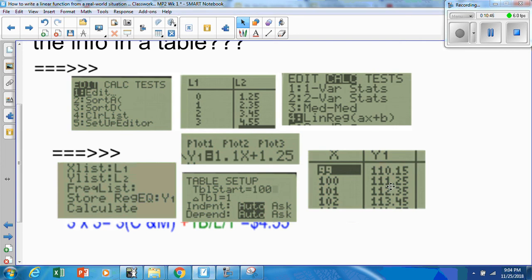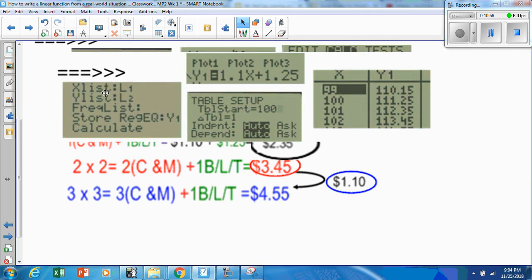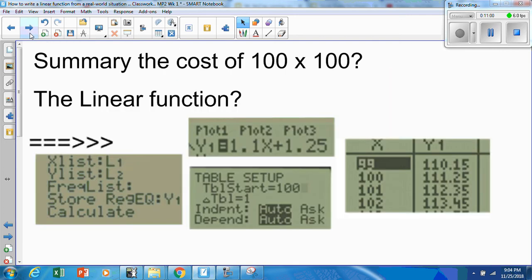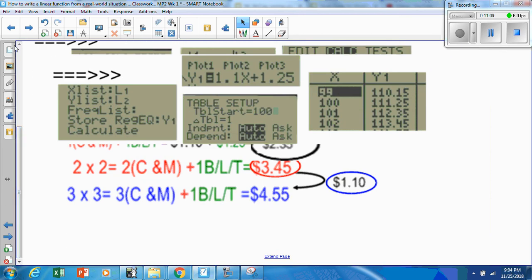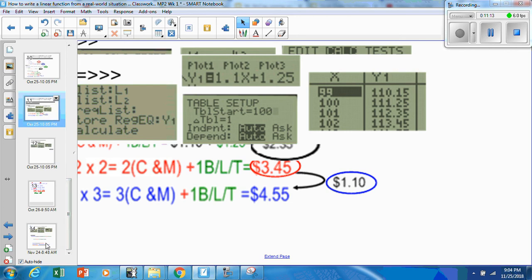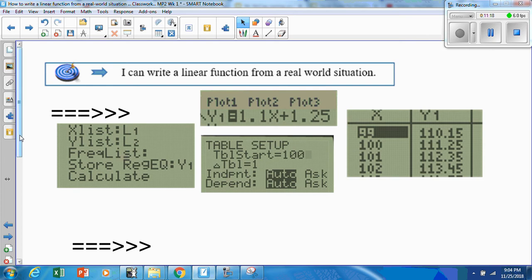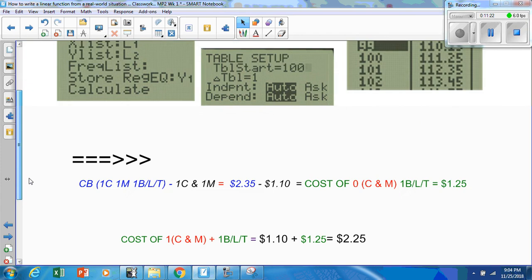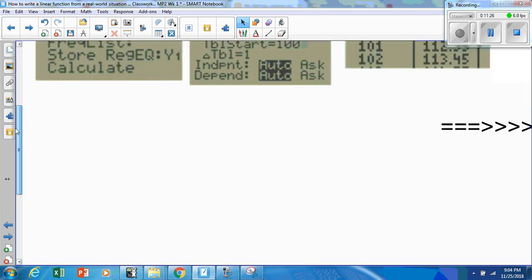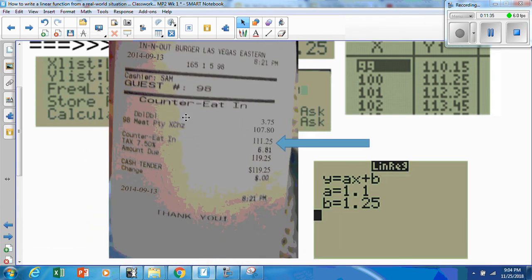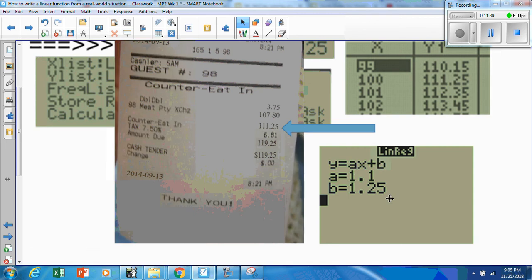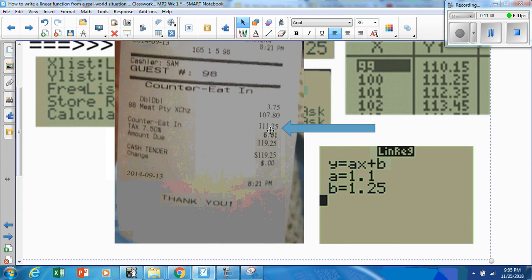Now, is that number validated by what's in the real world? Well, I thought I had something to compare it against, and maybe I misplaced it. Because my video is getting a little longer than I want it to be, let's just suffice to say, oh, maybe this is it right here. This is what I wanted to show you guys. $1.25 it was, and this was my equation. So the answer to my question is 100 by 100 is $111.25, and my equation for an infinite number would be y equals $1.10x plus $1.25.